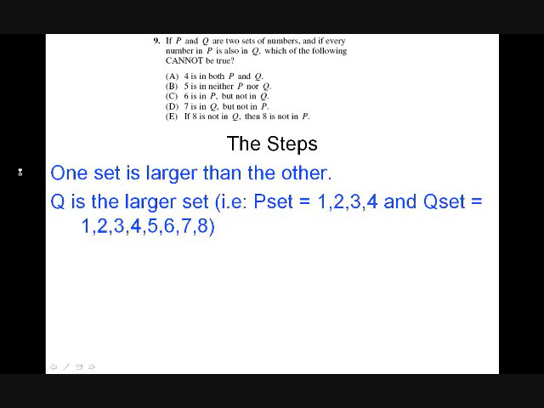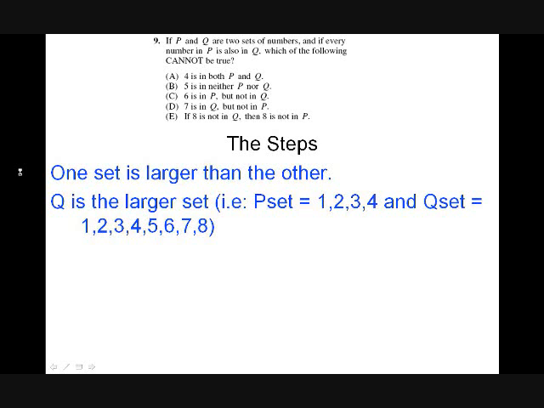So that means that the Q set is larger than P. So let's put some numbers in as examples. So if Q is the largest set, let's say the P set had the numbers 1, 2, 3, 4, and the Q set had the numbers 1 through 8. We know that the statement holds true in our question, which says every number in P is also in Q. So our numbers show that because we have 1 through 4 both in P and in the Q set.